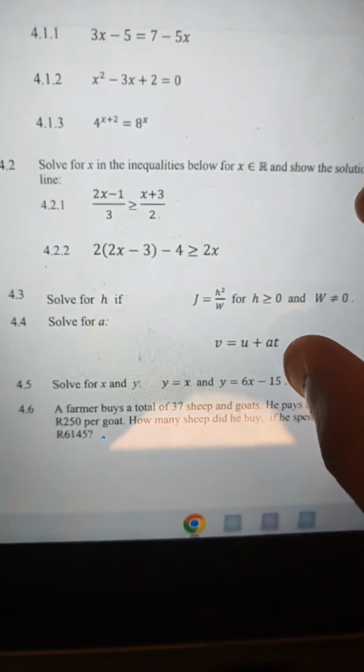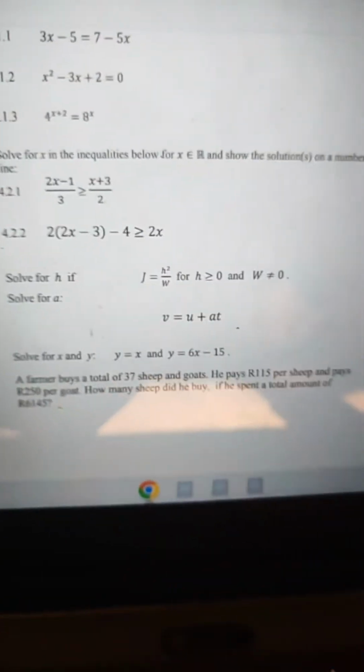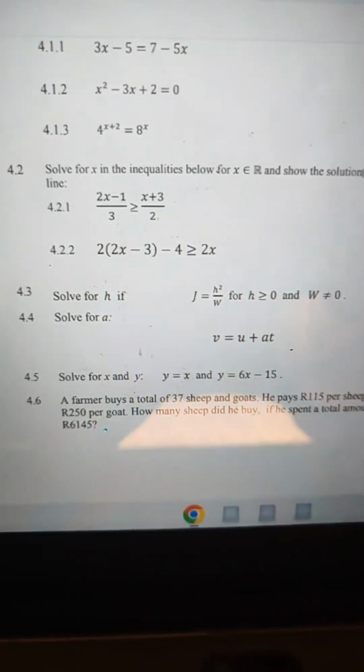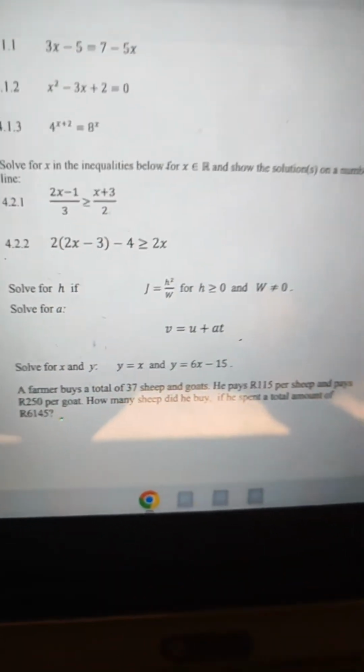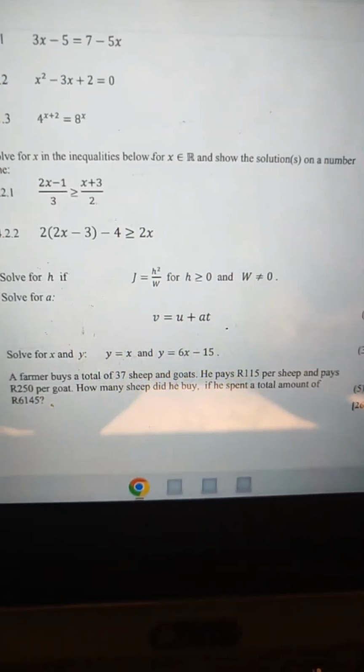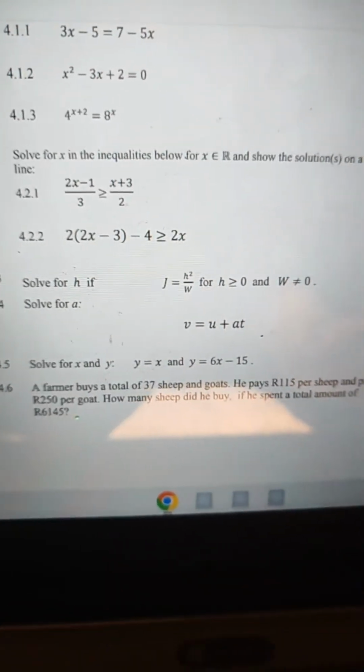Okay guys, I'm going to look at 4.3 and 4.4. We'll save 4.5 and 4.6 for tomorrow. So let's look at 4.3 and 4.4.